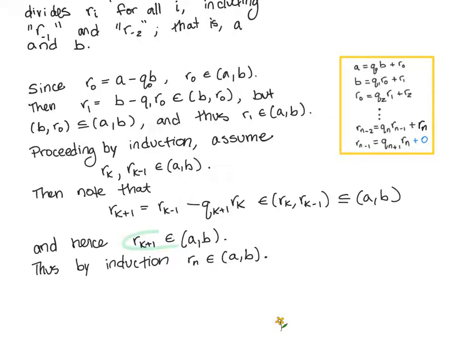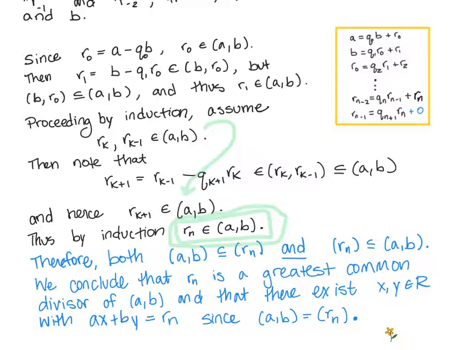So we successfully made it from an assumption about the k and k minus first terms, and proved that it's true, consequently, for that k plus first term. Hence, our induction holds, and Rn is in the ideal generated by A and B, whatever that index n may be. Our last non-zero term also satisfies the same property. And that proves our theorem.